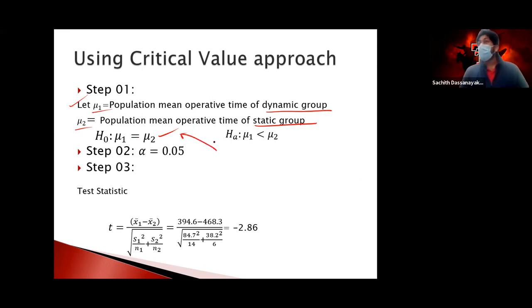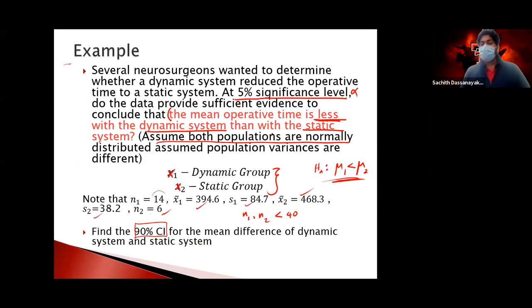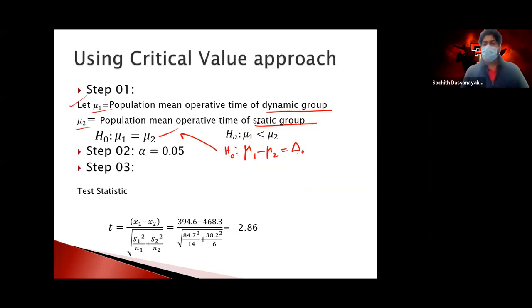As I mentioned, the mean difference is 0. That's why we have this, because if you remember, we normally write mu1 minus mu2 equal delta naught. Here this delta naught is 0, because we just need to check whether this is less than this one. Clear? So you can simply assume it like this, 0. Okay, so alpha 0.05.